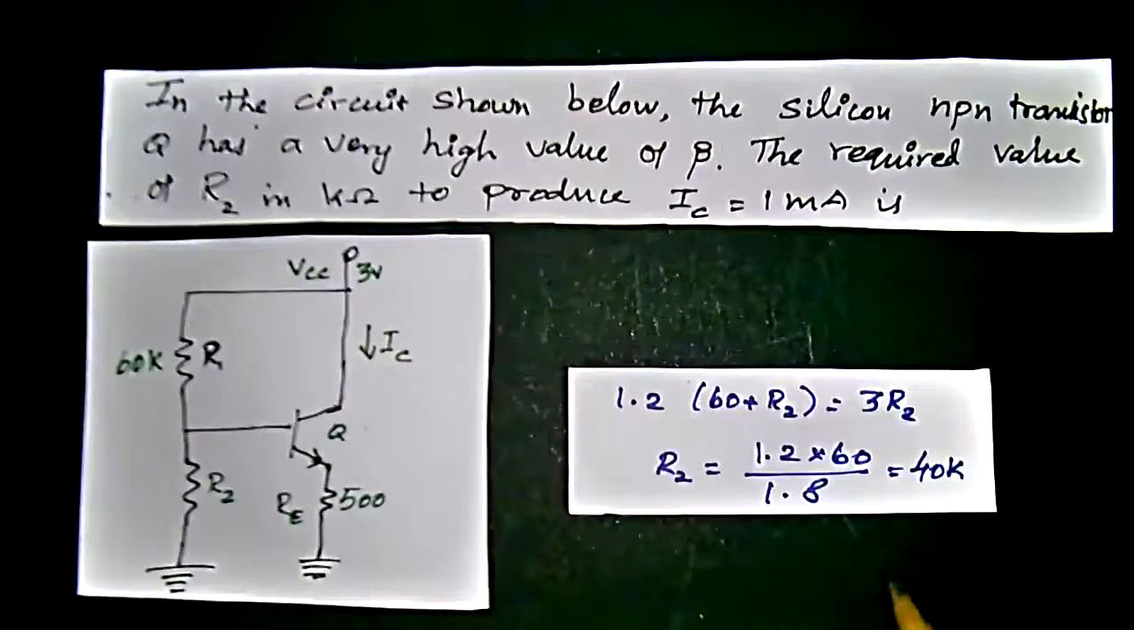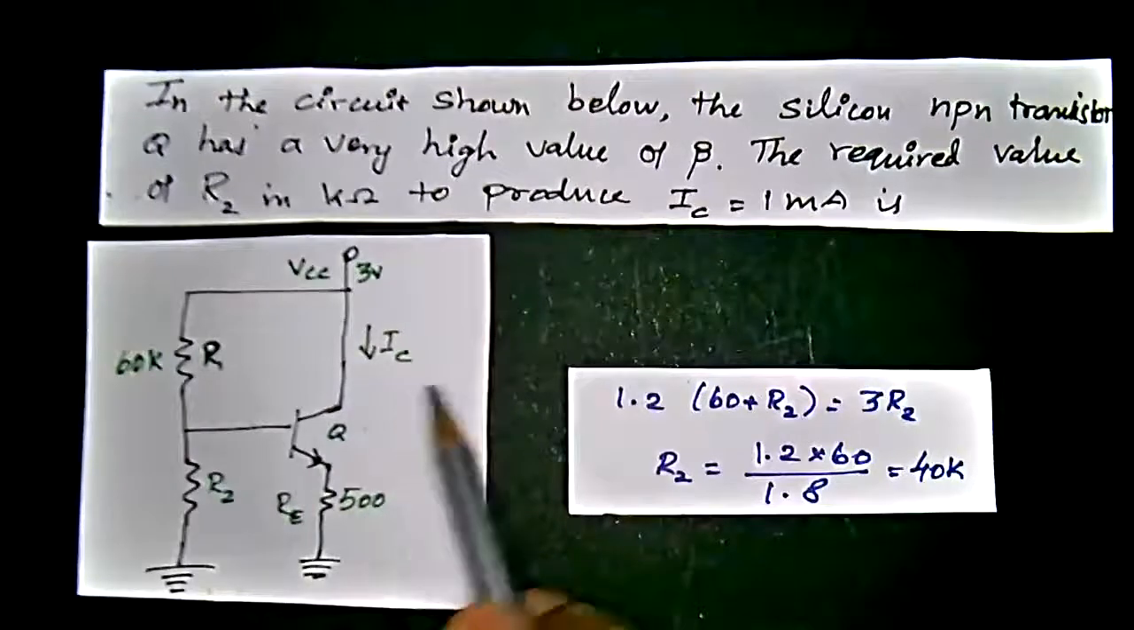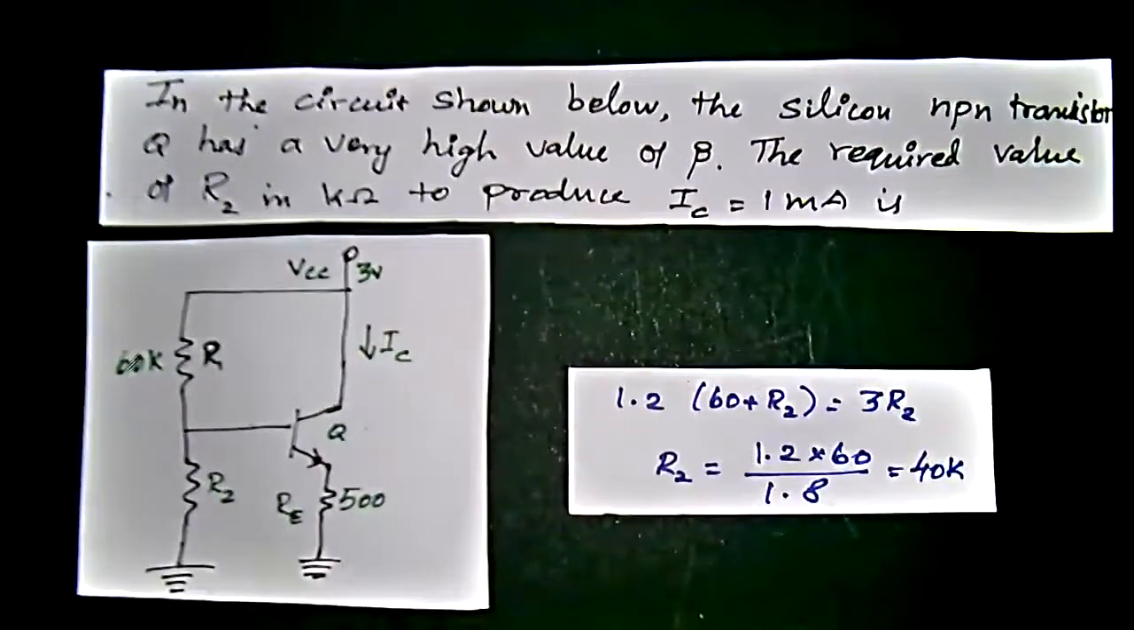R2 can be reduced as 1.2 multiplied by 60 divided by 1.8, which is equivalent to 40K. So this R2 has 40 kilo ohm to produce the IC value as 1 milliamp. Thank you.